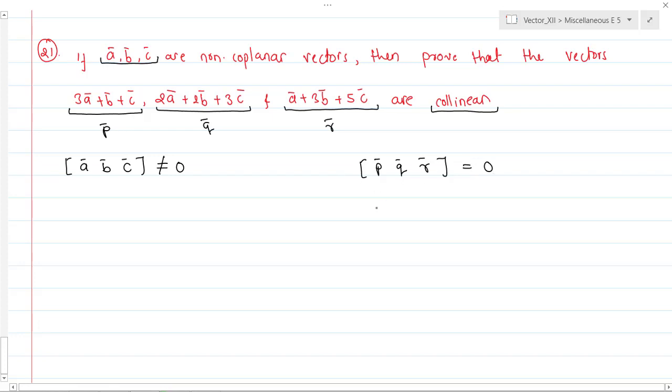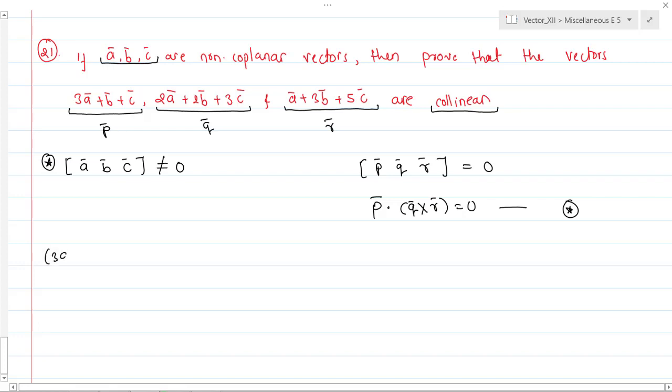Box product means p bar dot q bar cross r bar, and this should be equal to 0. This is the only thing we want to show here, and the given is the given condition. So now let's substitute p, q, r in this star equation and solve it.